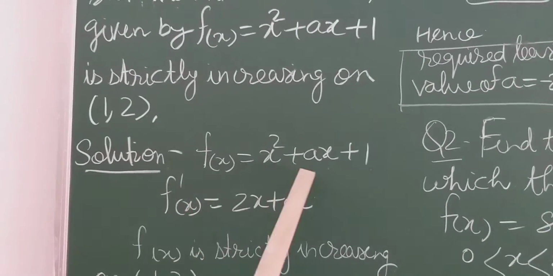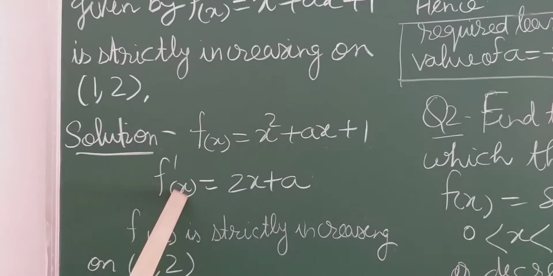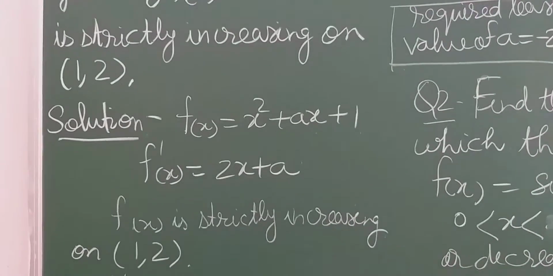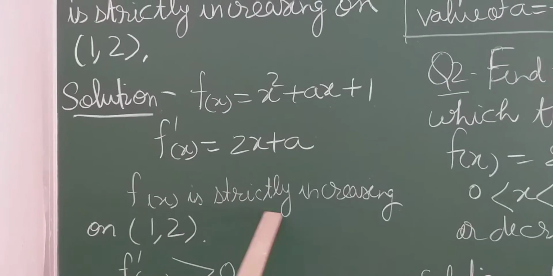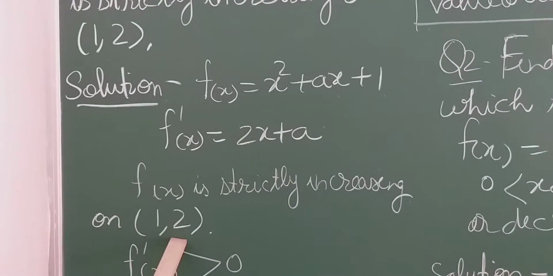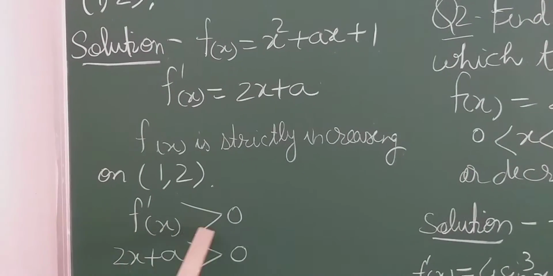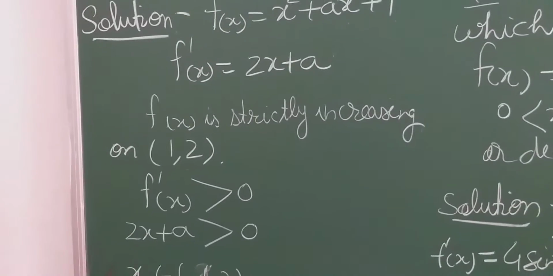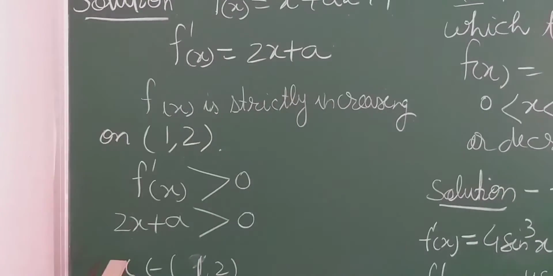So f(x) = x square plus ax plus 1. So f dash x, the derivative of f(x), equals 2x plus a. Now it is given to us that f(x) is strictly increasing on the open interval (1, 2). So f dash x is greater than 0, because strictly increasing is given. So f dash x, the value 2x plus a, is greater than 0.